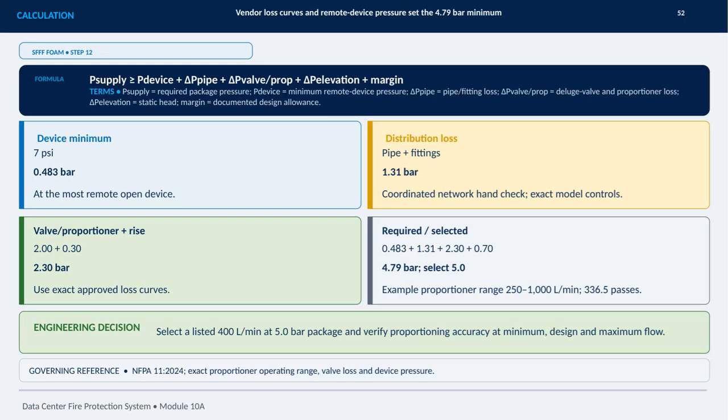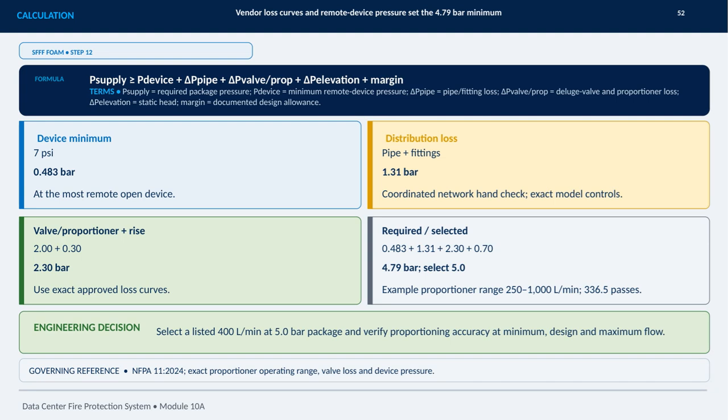This slide shows how the minimum package pressure is established for the foam system. The governing relationship is that supply pressure must cover the remote device requirement, distribution losses, valve and proportioner losses, elevation, and the documented design margin.